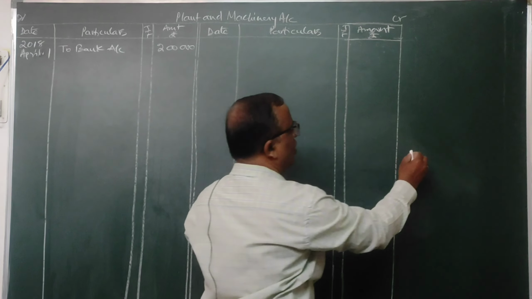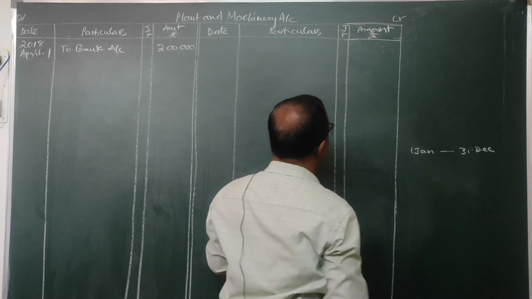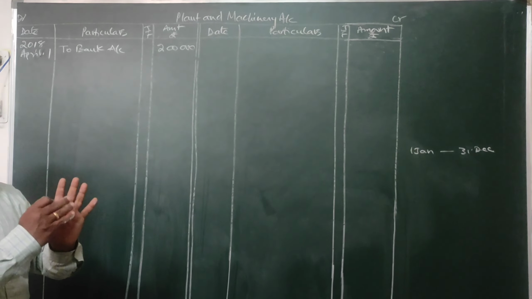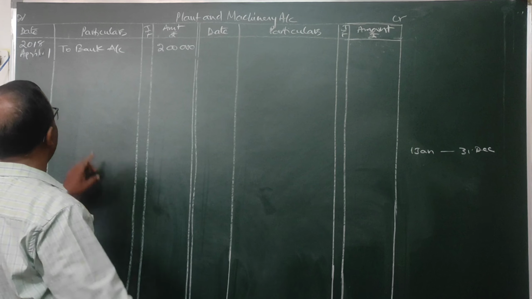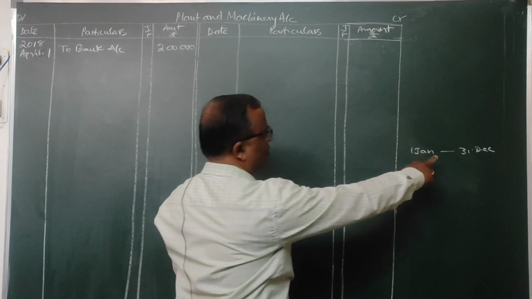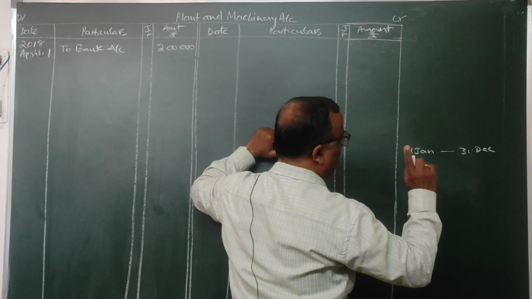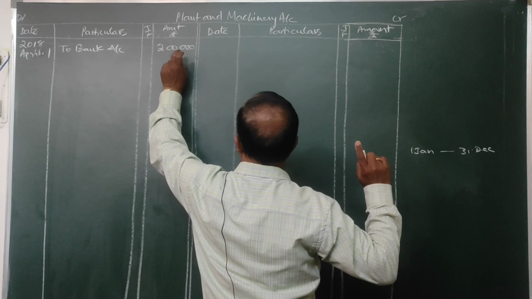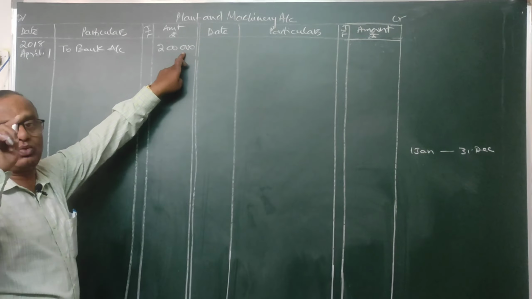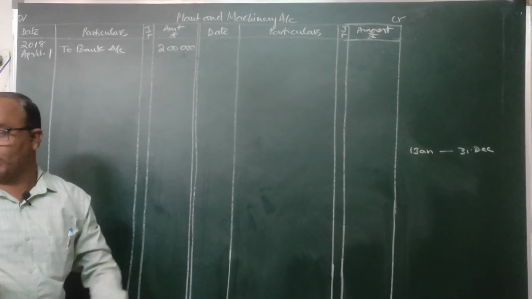Now he says every year he is going to close his books on 31st December. So his year starts on 1st January and ends on 31st December. In this short problem, nothing else has happened. At the end of this year, 2018, on 31st December, we should provide depreciation. Under straight line method we calculate depreciation on the original cost, so on 2 lakhs we are going to provide depreciation.